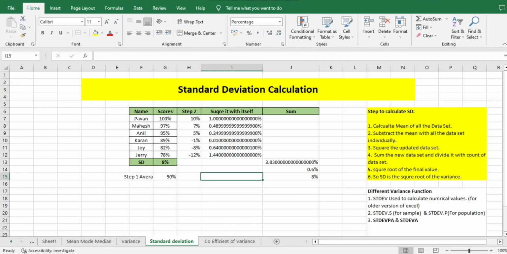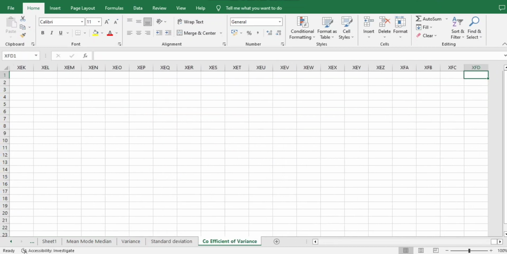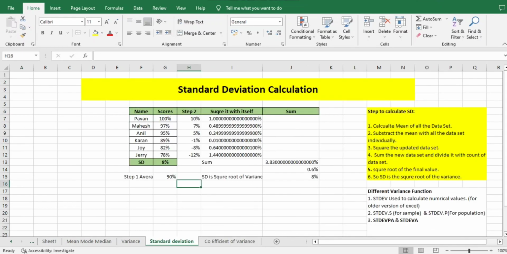The last step for the standard deviation is the square root of variance. This is the final step. Okay, and this we have done sum. Okay, now let's see the steps once again. Sorry, I moved to another page, absolutely sorry.